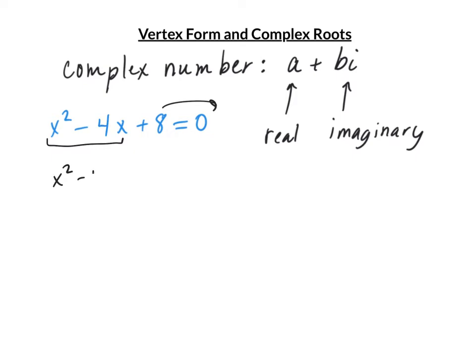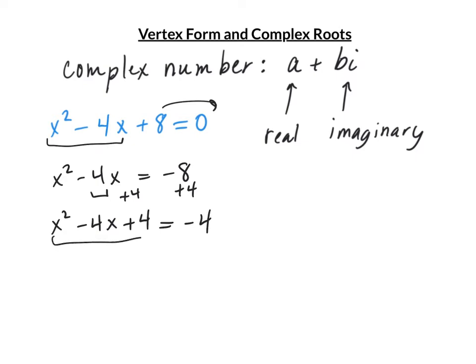That's x squared minus 4x equals negative 8. We're going to take half the coefficient of x. That's negative 2. We're going to square it. That's positive 4. And I have x squared minus 4x plus 4 equals negative 8 plus 4, which is negative 4. This factors as a perfect square. In fact, it's x minus 2 times x minus 2. I have x minus 2 squared equals negative 4.